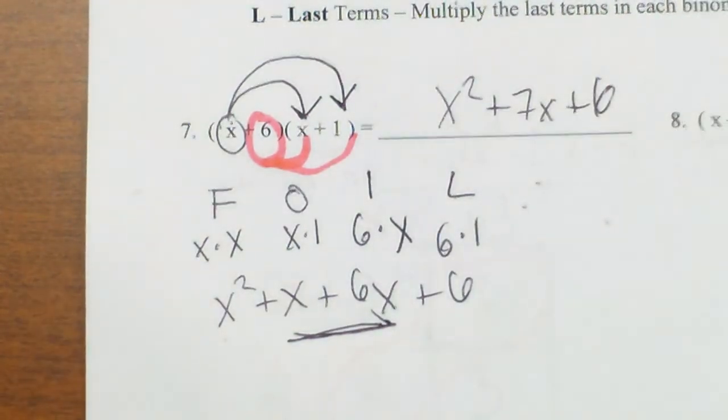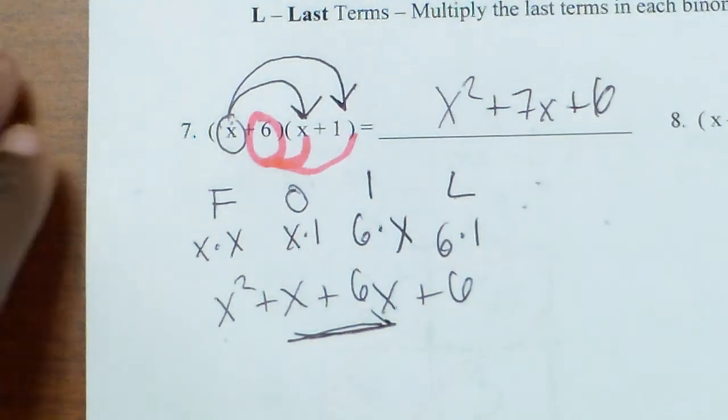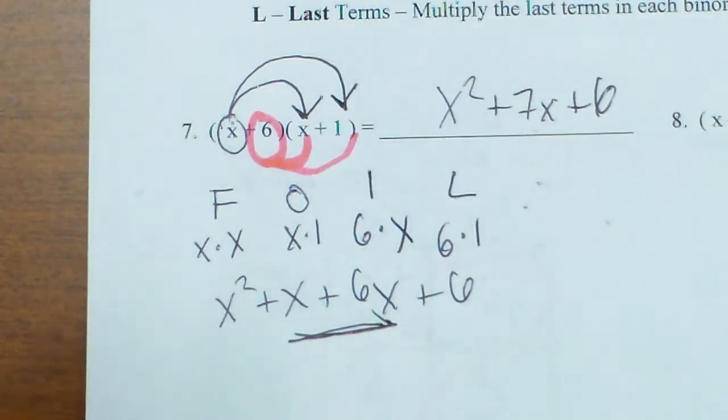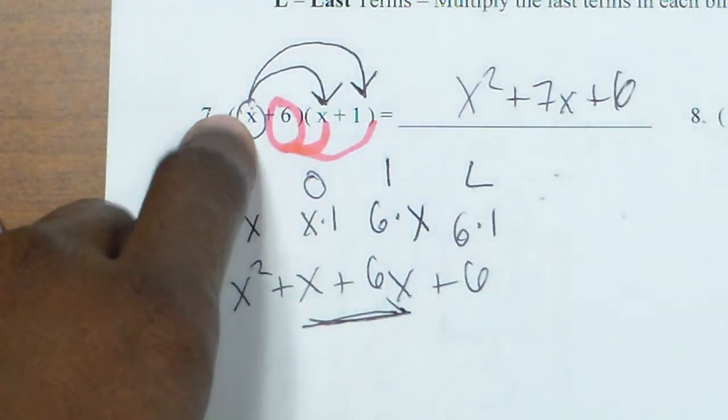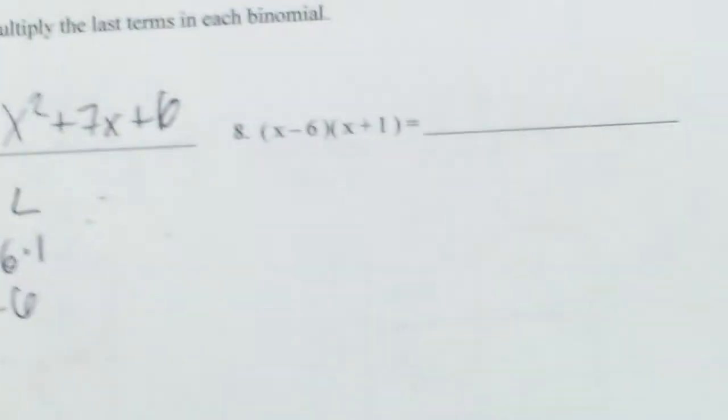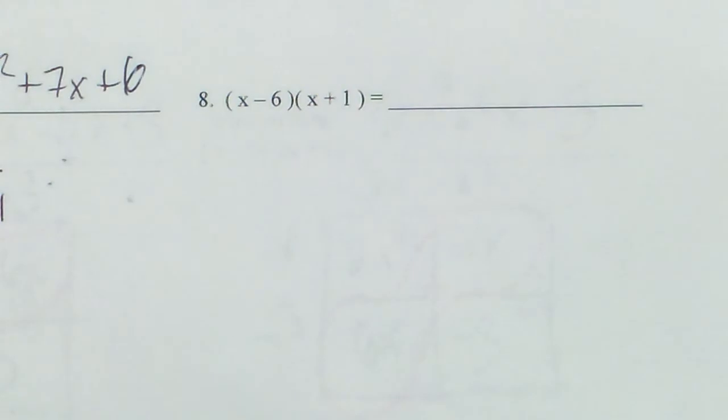And this is why most people prefer FOIL. After FOIL, they like the window pane, because FOIL is just distributing. You have to remember, you're distributing two terms, the x and the 6, because it's a binomial, which means two terms.